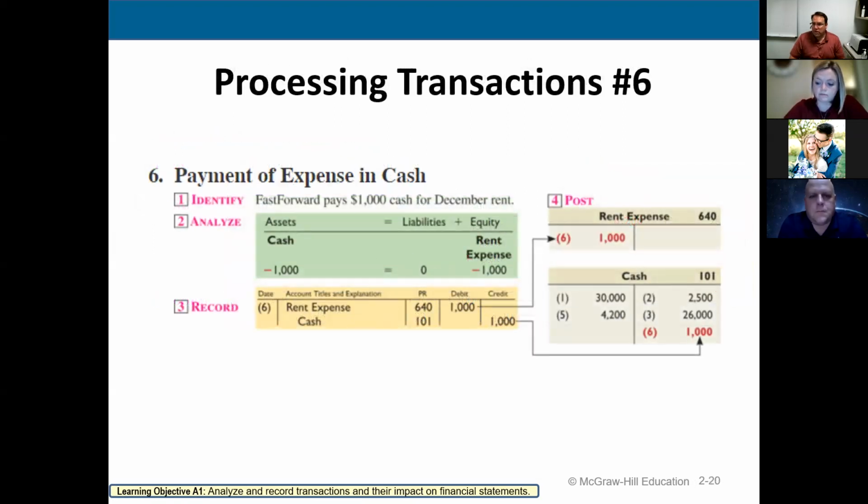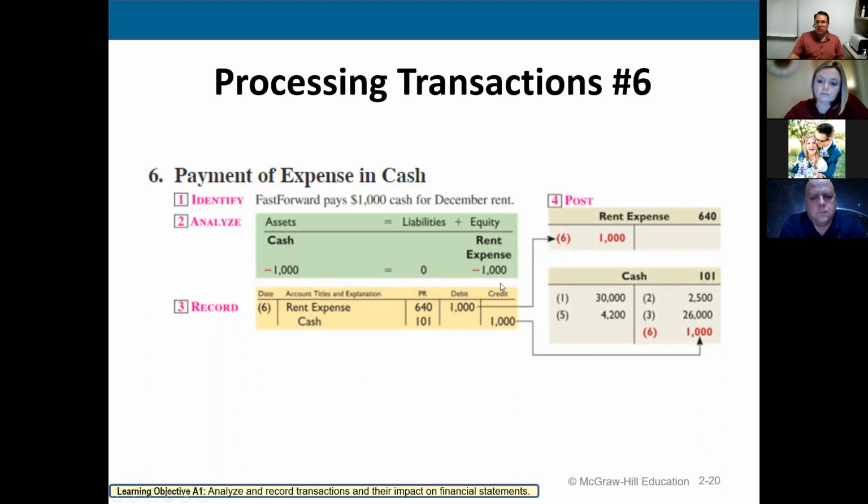We pay for an expense in cash. So our cash is going down and expenses are a decrease to equity. But when we pay an expense, we say that our expense is actually increasing. So expenses increase with a debit, and cash, an asset, decreases with a credit. So that entry right there.